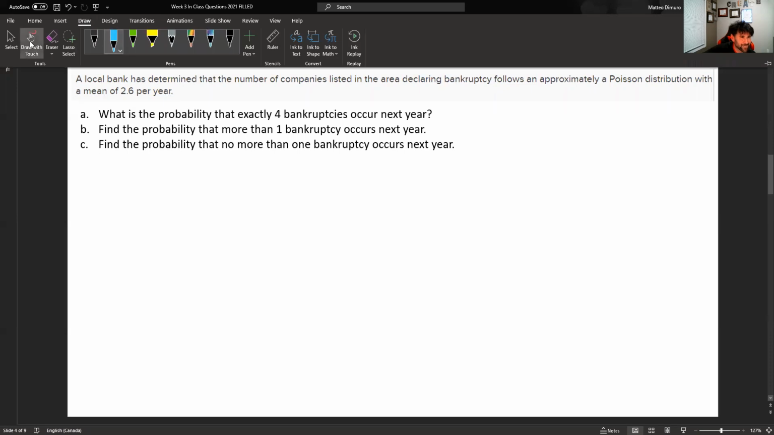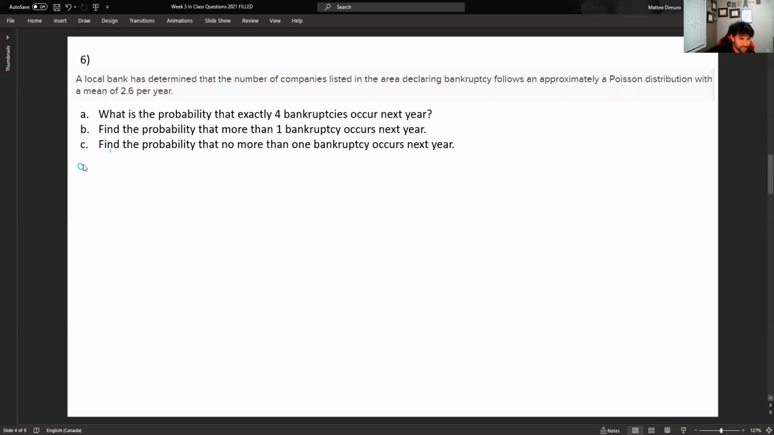Okay, let's go back. All right, so for A, first of all, I'd remind you that on your formula sheet, you have the formula for a Poisson distribution. And it's this one right here. It's kind of tricky to remember, but it's e to the power of negative mu, and then times mu raised to the power of x divided by x factorial.